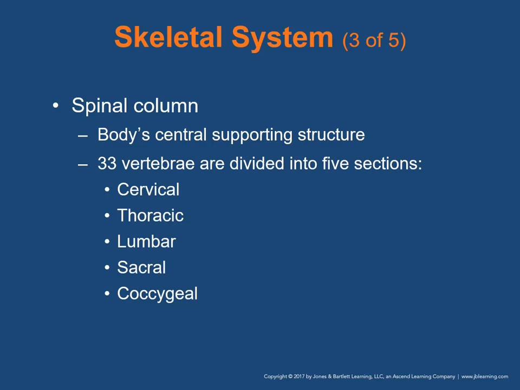Now let's talk about the spinal column. The spinal column is the body's central supporting structure. There are 33 vertebrae that are divided into 5 sections. The first is cervical, second is thoracic, third is lumbar, the fourth is sacral, and the fifth is the coccygeal.